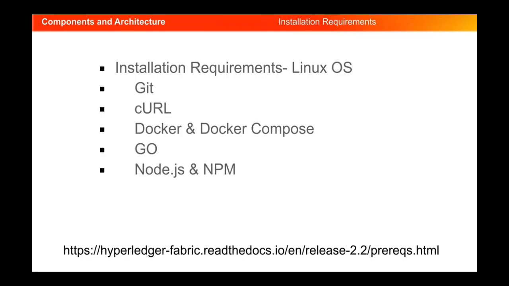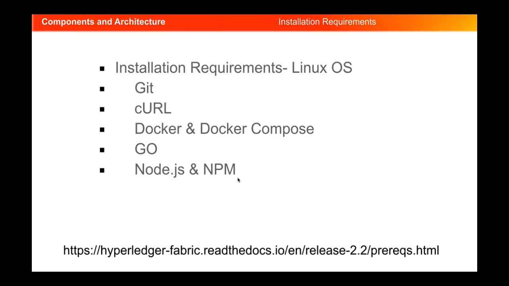Let me go through one by one what packages or software you have to install for Hyperledger Fabric. First, you need to install Git, and then you need to install cURL. Then you have to install Docker and Docker Compose as well. Then you have to install Go, and then Node.js and the NPM package manager, which is Node Package Manager. These are the requirements for Linux OS.